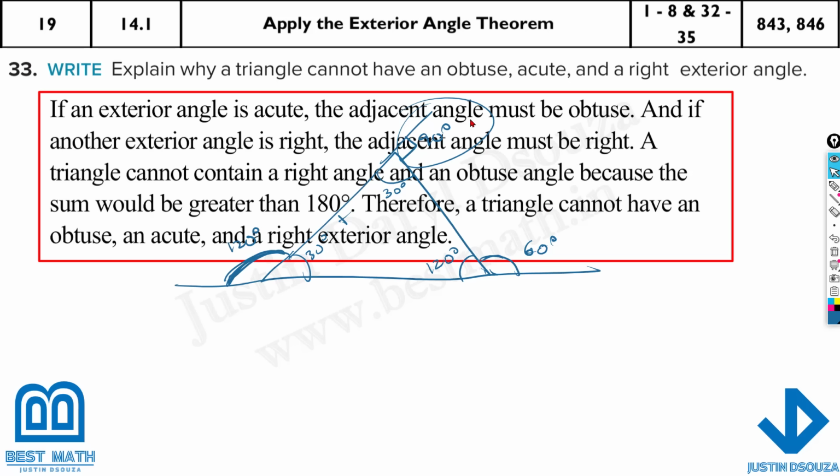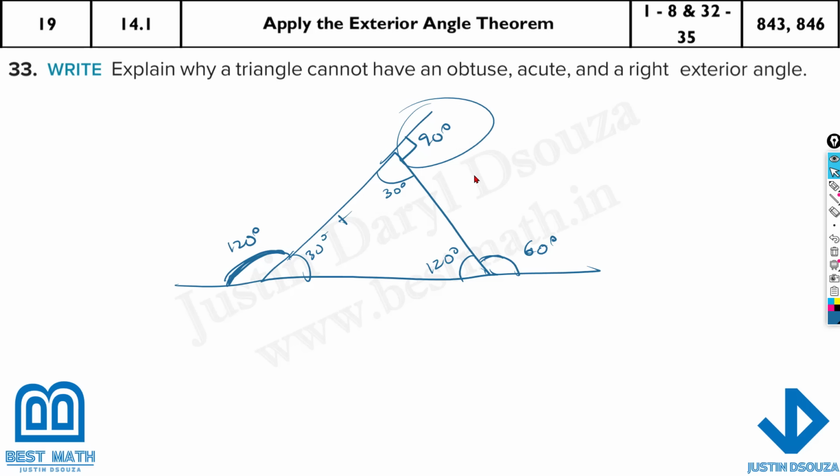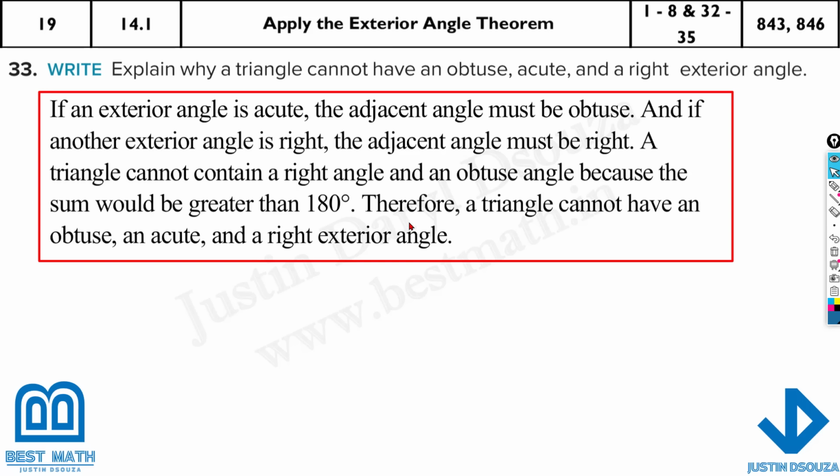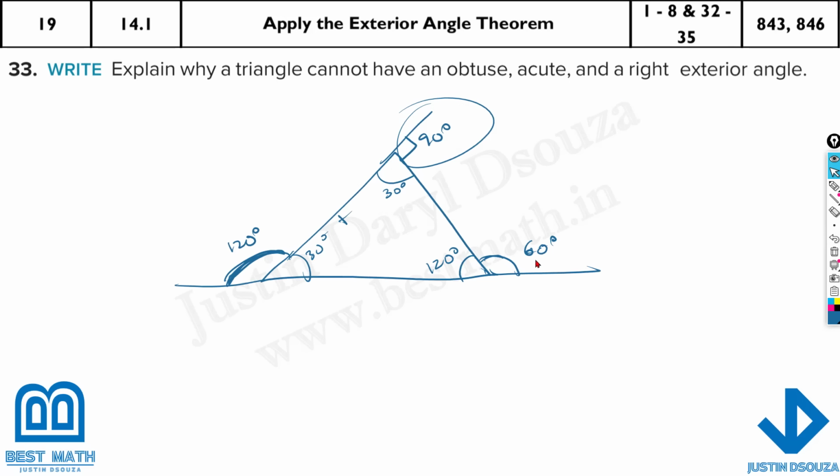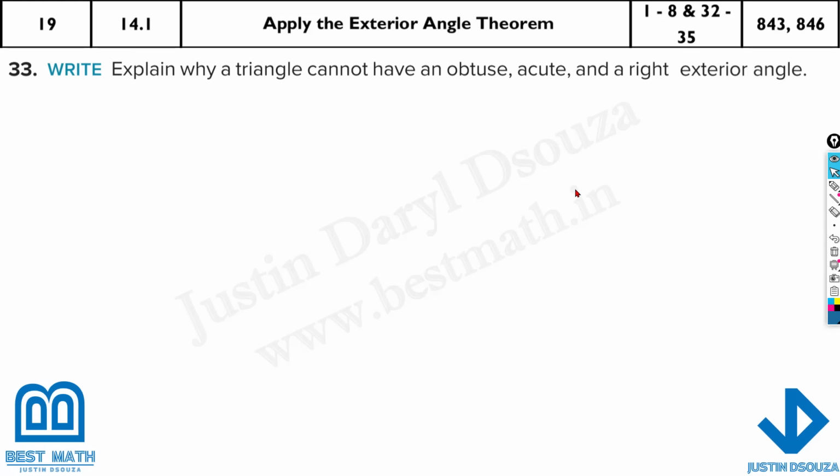If an exterior angle is acute, then the adjacent angle must be obtuse, yes. And if another exterior angle is right, then the adjacent angle must be right. This is yes. And of course, over here you should understand this should be 90, which will not make sense, right? You have acute, obtuse, so it's just not possible basically. So that is what it is. So basically the sum would have been greater than 180. See, this is what I've written for only one, but over here if I consider this to be 90 and this to be 180, we can't have a sum of 180 degrees in a triangle, so it will exceed that.